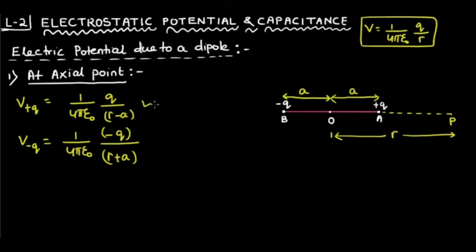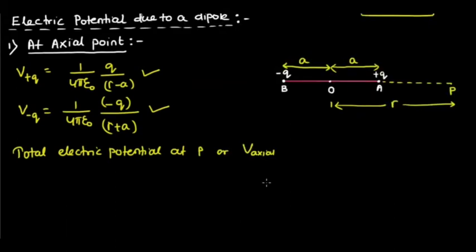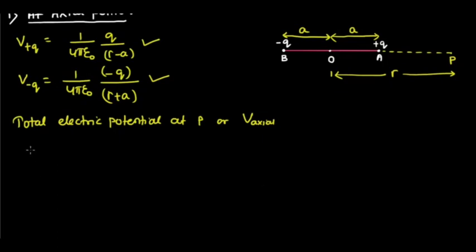So this is the expression for electric potential due to the positive charge and this is the expression for electric potential due to the negative charge. Now the total electric potential at the point P, or V axial, means the potential at the axial point, will be how much?